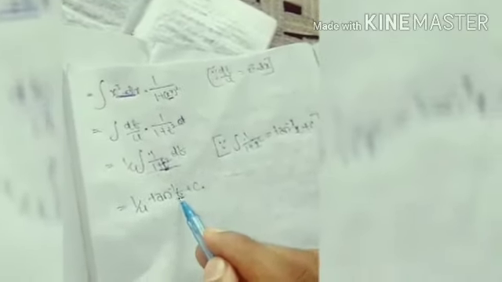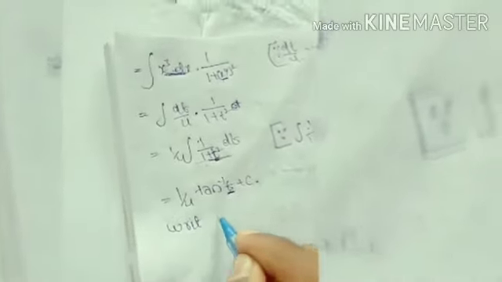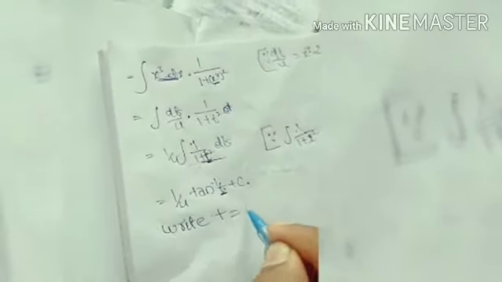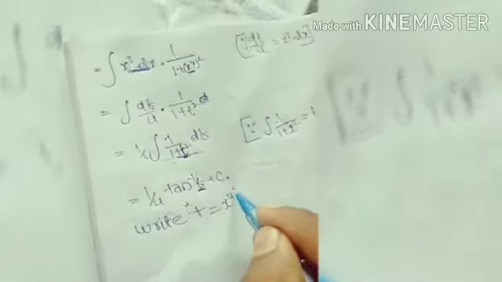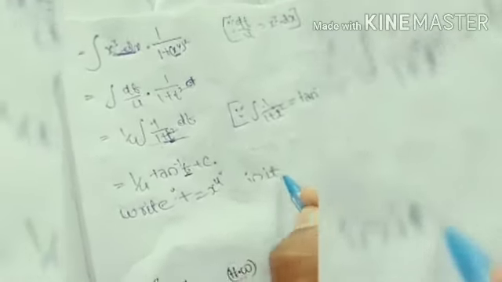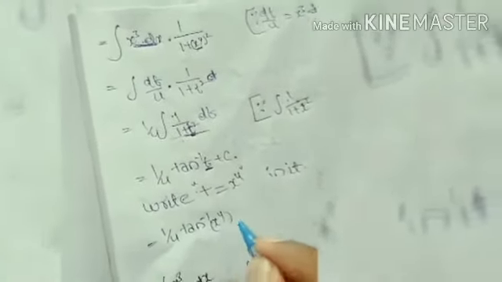Now substitute for t, which is our assumption. Write t is equal to x power 4. So we write 1 by 4 tan inverse x power 4 plus c. This is the answer. Like this we have to substitute the formulas.